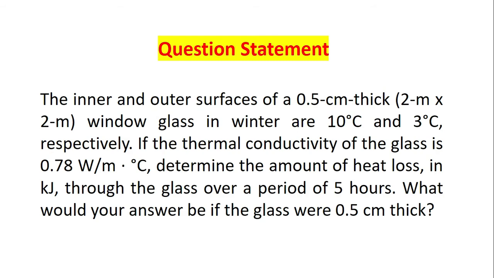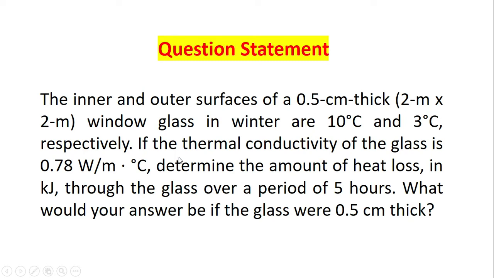The question statement is: the inner and the outer surfaces of a glass window in the winter are maintained at two different temperatures, that is 10 degrees centigrade and 3 degrees centigrade. The dimensions of the glass window are 2 meters by 2 meters. It means that the area of the glass window will be 4 meter square, and the thickness of the window is 0.5 centimeter.